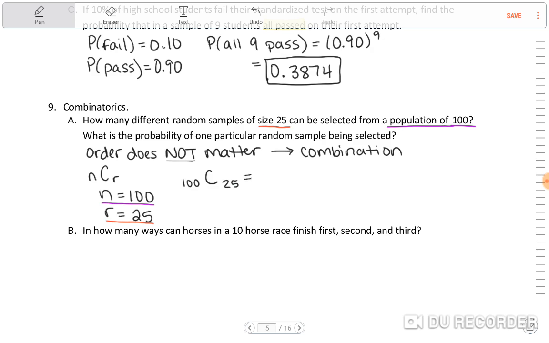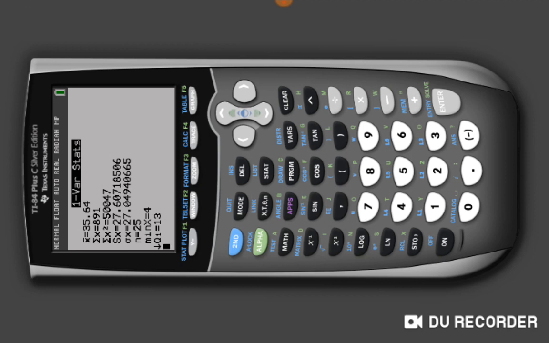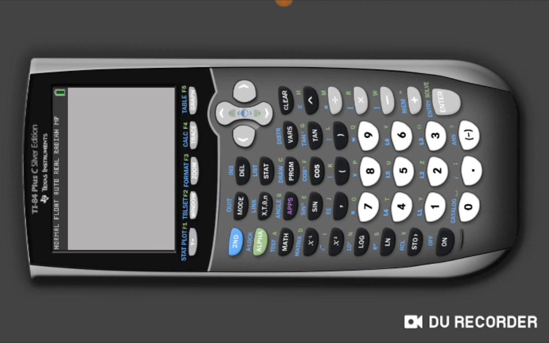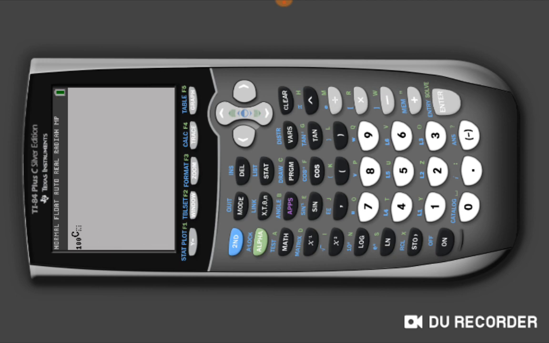In your calculator, I'll show you how to do that. The first thing you want to do, because probably most of you don't have a calculator that's as updated as mine, if you have an 83 or an older 84, go ahead and type in your 100 first. Then we're going to go to math, and yours will probably say PRB or PROB, for probability. You'll see that number 3 here is nCr. So if you go down to number 3 and just hit enter, it'll put the 100 there.